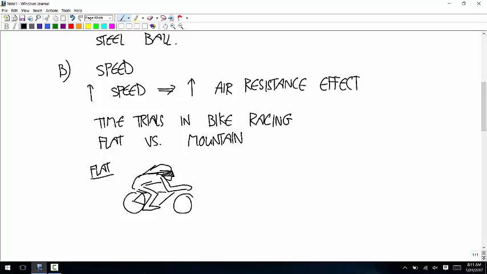Look at this guy. Everything about the way he's riding, is this stuff chosen to maximize how much force he can apply to the pedals? No, it's mainly chosen just to reduce drag as much as possible. And then compare that to what they look like when they're doing a mountain time trial.